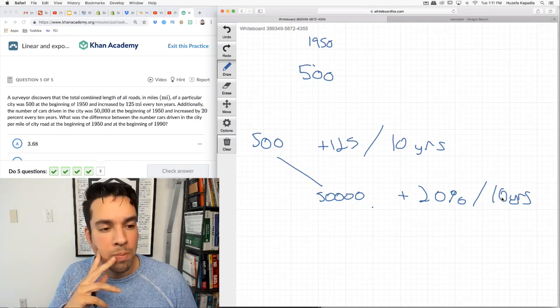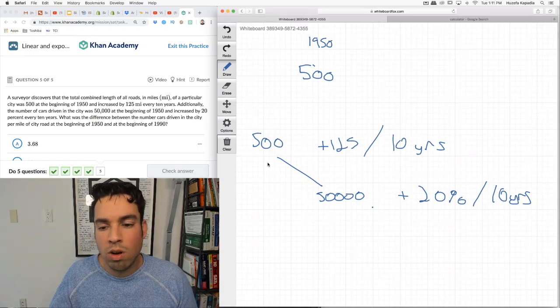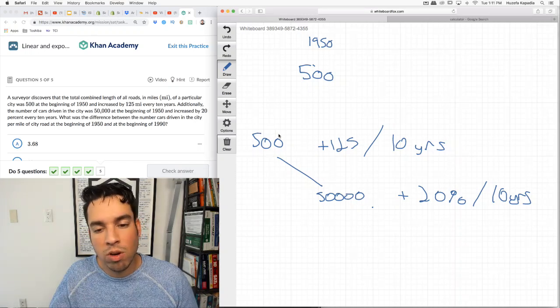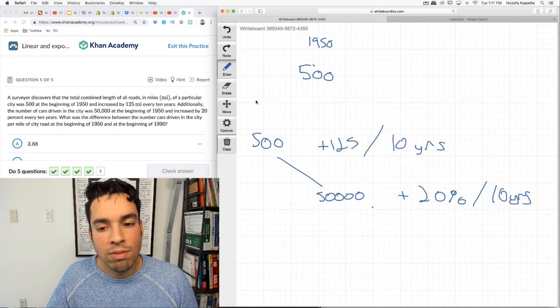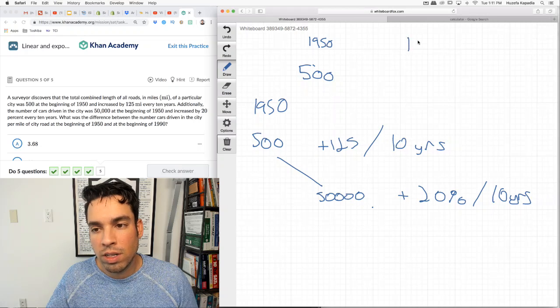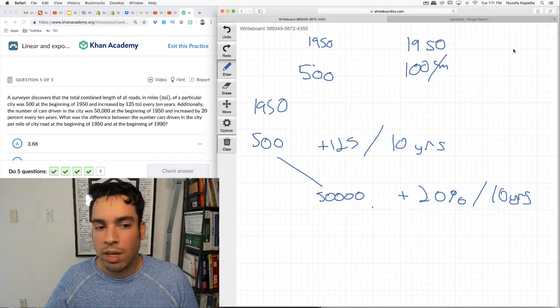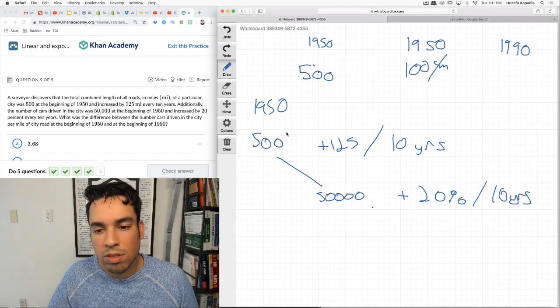Oh, wow. Okay. Got it. So cars driven per mile, which means number of cars divided by miles. So in 1950, which is here, it's the number of cars divided by that, which is just 100. So 1950, 100 cars per mile. Okay, and then in 1990, let's see what happens.